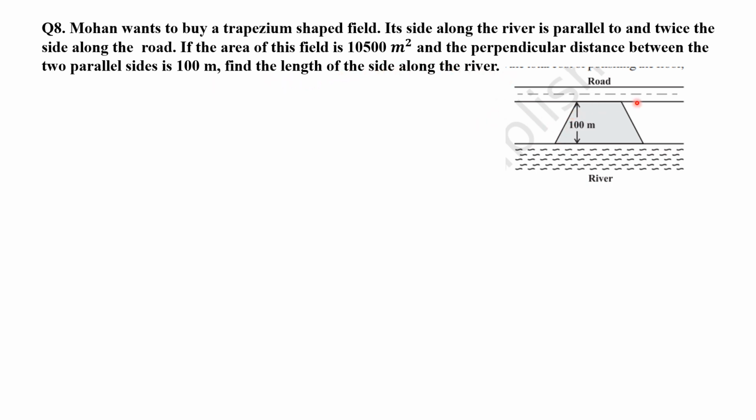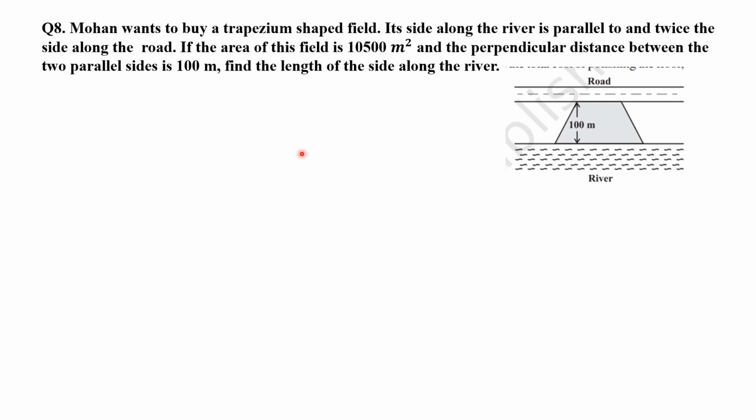So this is a trapezium shaped field. If you see in the figure, one of the sides of the field is the road, another side is the river. And it is given the side along the river is parallel to the road as well as twice the side along the road, isn't it? So if I assume my side along the road to be x, the side along the river will become 2x, and the area of the field is given as 10,500 meter square and the perpendicular distance, meaning height, is given as 100 meter. So now let's find the length of the side along the river.